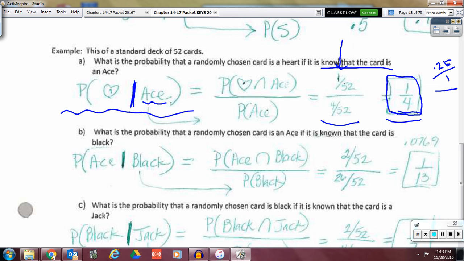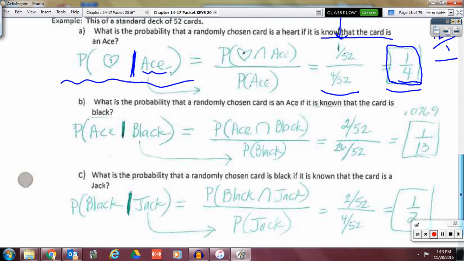Okay. And so on the next one, 26 of them are black. So out of the 26 that are black, there are 2 black aces. There are 2 black aces out of the 26 black in the deck. So that reduces to 1/13. I know that's kind of hard to see back there, sorry. Okay? And then out of the 4 jacks, there are 2 blackjacks. I like saying that. There are 2 blackjacks. So then there's your 1/2.